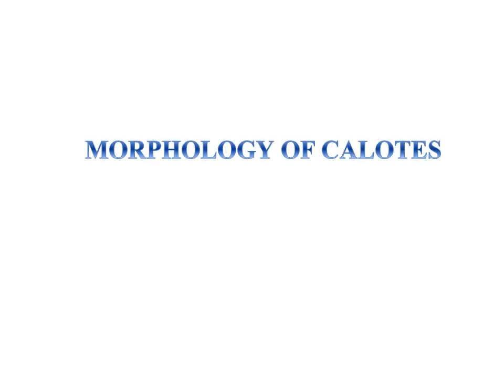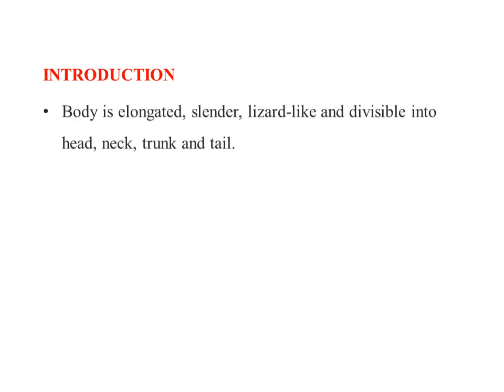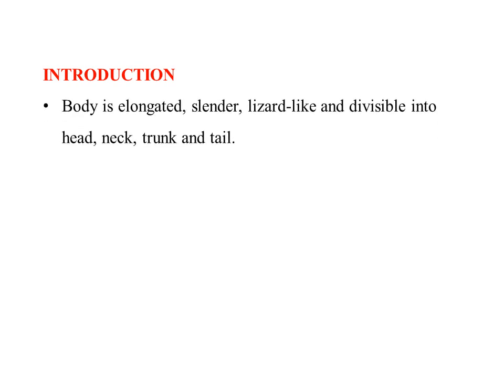Now I am going to discuss the external morphology of Calotes versicolor. Calotes versicolor is commonly called a garden lizard. Coming to the introduction of Calotes, the body is elongated, slender, and looks like a lizard, and it is divisible into four main regions, that is, head, neck, trunk, and tail region.